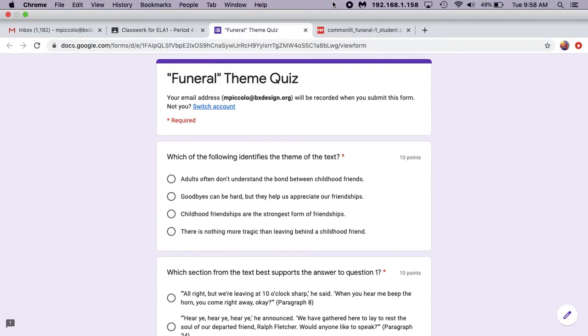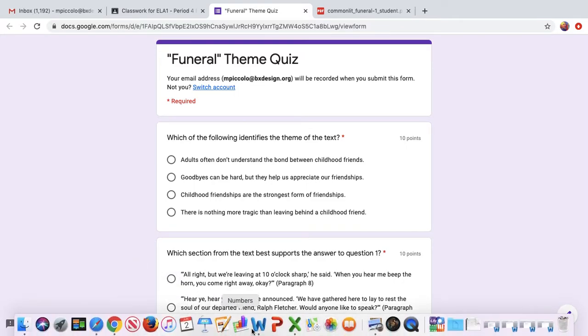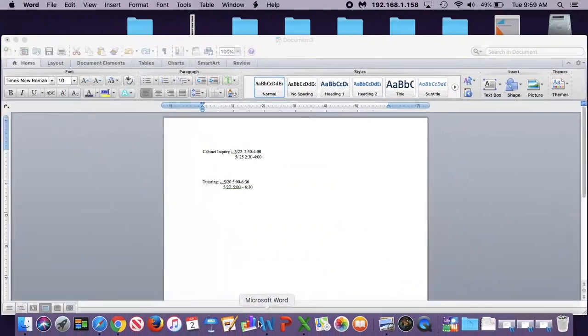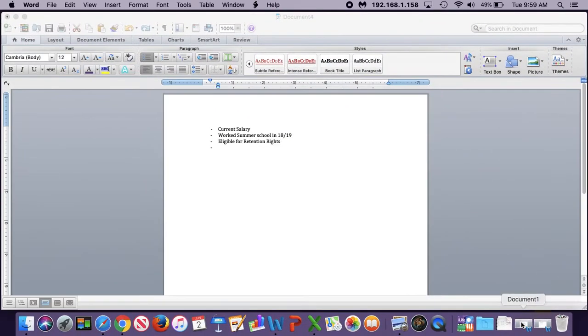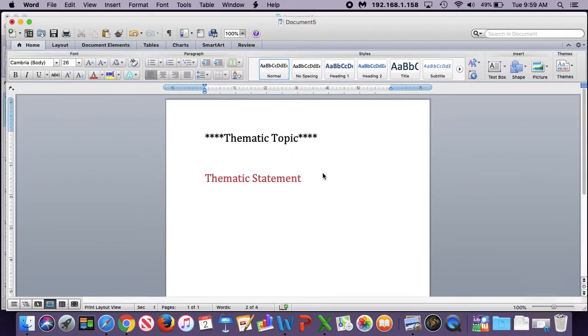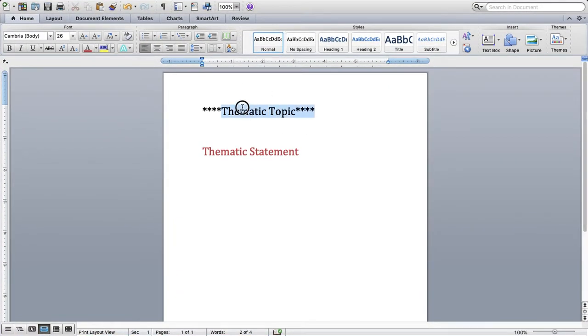Now, when I say theme, I'm talking about the overall message of the text, right? Like what the author's trying to tell me by writing this story. You guys should remember from when we were in the school building, I went over the two parts of theme with you a few times. So we have the thematic topic and we have the thematic statement.